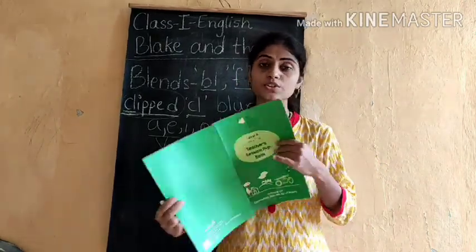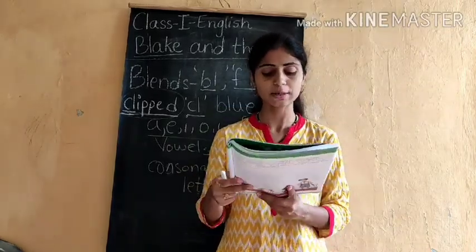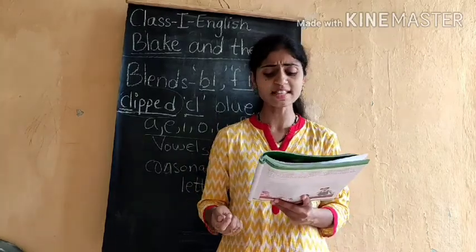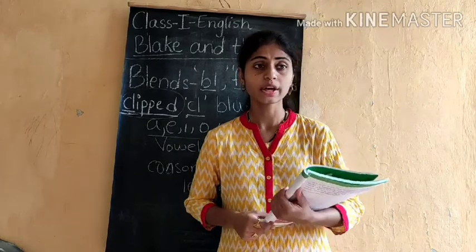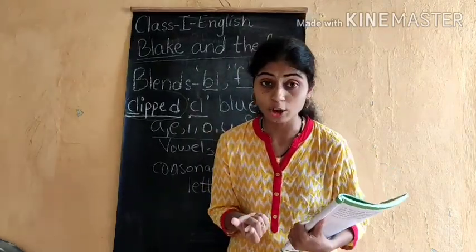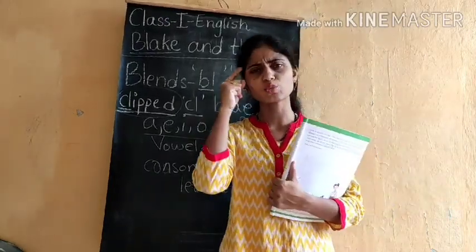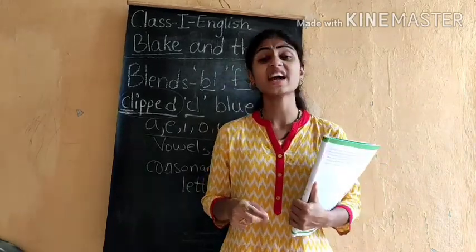Okay, this was, children, and I was just reading it for you. Now I will explain it. Once there was a black bird called Blake. What was the color of that bird? It was black in color. And that bird was very intelligent, very clever, but he had clipped wings.